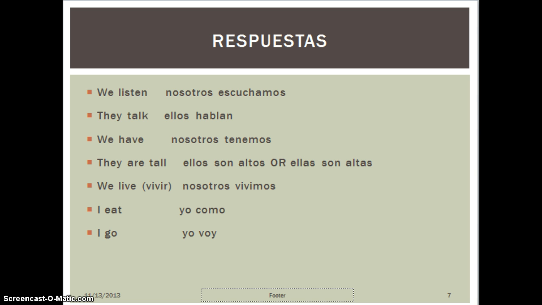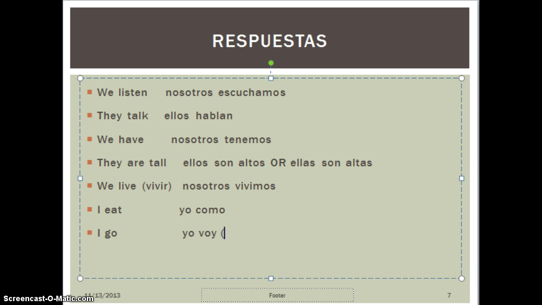I eat, yo como. I go, yo voy. Voy is a tricky one. We have to remember that it comes from the verb ir, which means to go. And we have to sing our song, the voy, vas, va, vamos, van, to figure out which form it is.